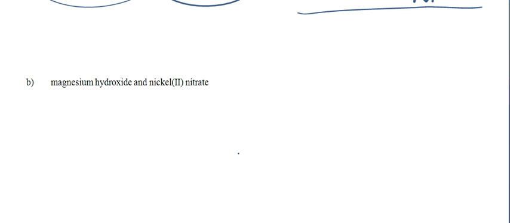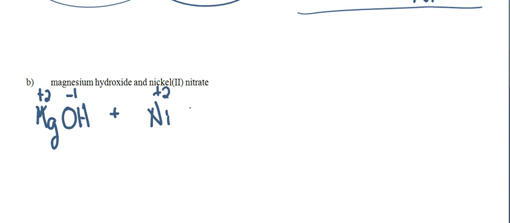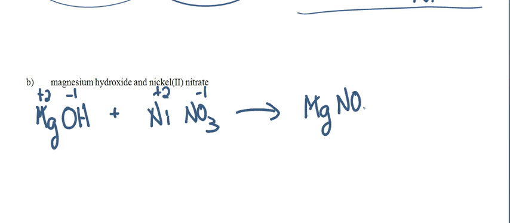All right, magnesium hydroxide and nickel 2 nitrate. Again, let's write out what we know. Magnesium has a +2 charge. Hydroxide -1. And then we have nickel with a +2 charge and nitrate with a -1. We'll balance that here in a minute. Then the metals are going to switch. So magnesium is going to go with the nitrate, and the nickel will go with the hydroxide. Again, +2, -1, +2, -1.